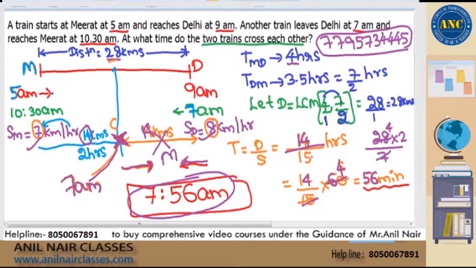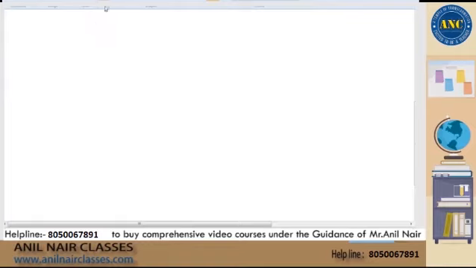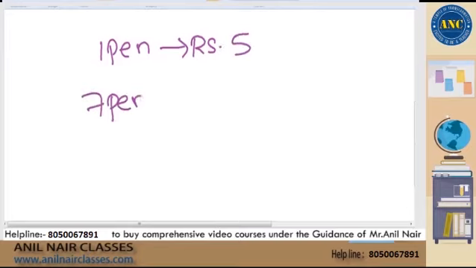Pushpak asks: sir, in the last problem you took cross multiplication of two distances. Why not use the proportionality concept? I hope Anil sir has already explained. You can use the proportionality also, Pushpak. Everything we are doing is nothing but cross multiplication or proportionality. Both are the same. Suppose one pen costs 5 rupees. This is something I took in one of the classes also. How many rupees will 7 pens cost?